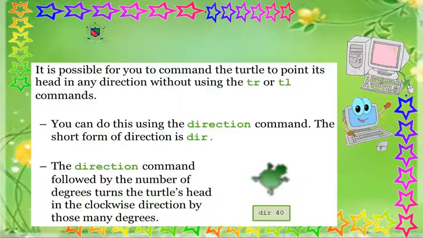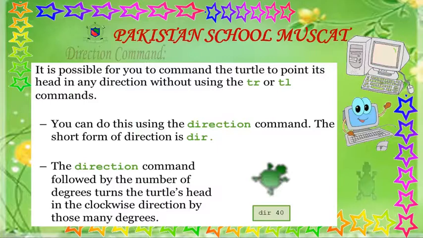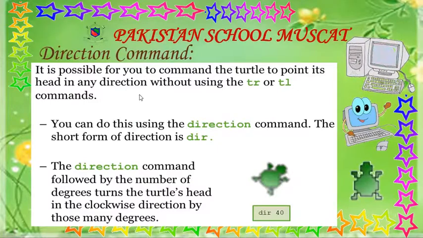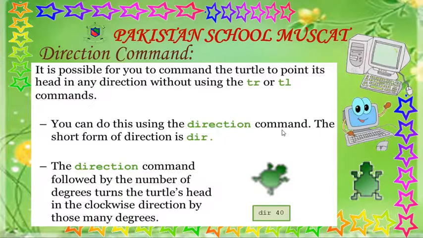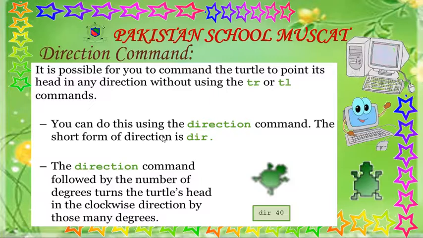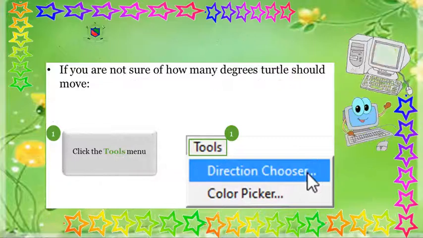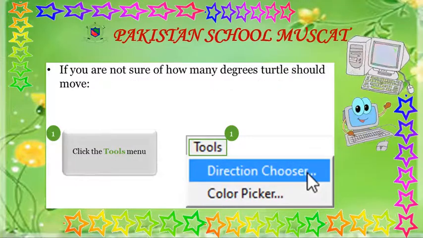Now let's move on to the direction command. It is possible for you to command the turtle to point its head in a direction without using the TR or TL command. You can do this using the direction command. The short form of direction is DIR. See, if you write like this, this is a command and example over here, DIR 40. The direction command followed by the number of degrees turns the turtle head in the clockwise direction by that many degrees. So how can you implement that, how can you carry it out?